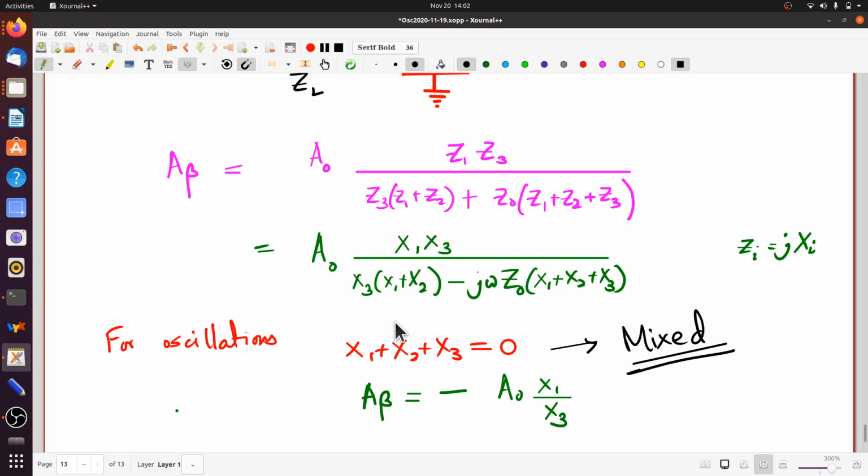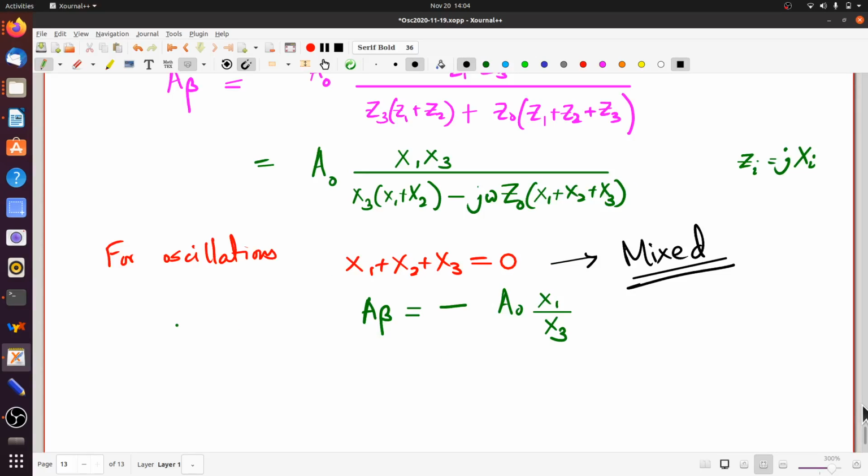So if you put everything together, A beta comes to be minus A0 X1 by X3. And so if you want A beta to be equal to 1, it's not enough just to think about the phase, you have to also think about the sign. If the amplifier is inverting, then minus A0 is positive. So for A beta to be positive, you need X1 by X3 to be a positive number, which means both X1 and X3 must refer to the same kind of reactance. That is, they must both be inductances or both be capacitances. So in that case, X2, the third one, must be of the opposite kind.